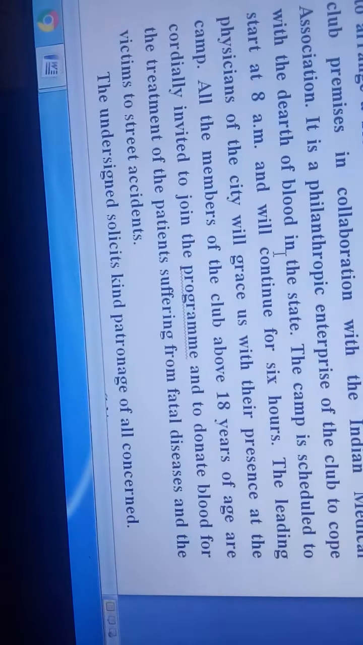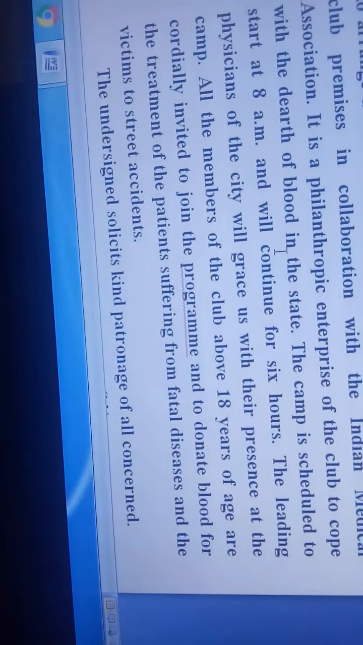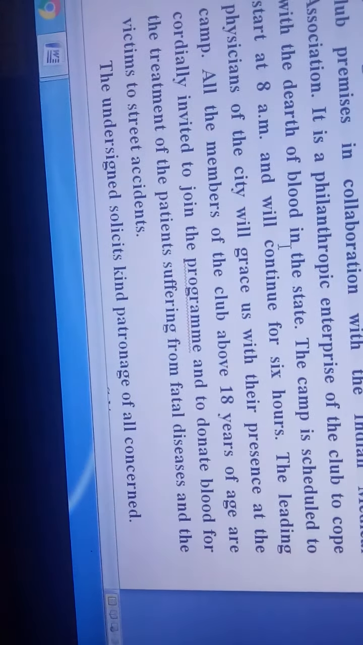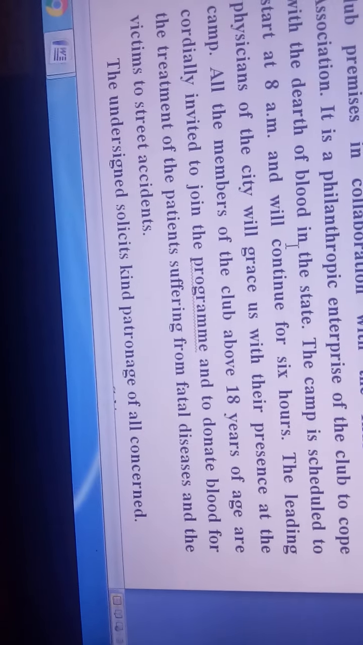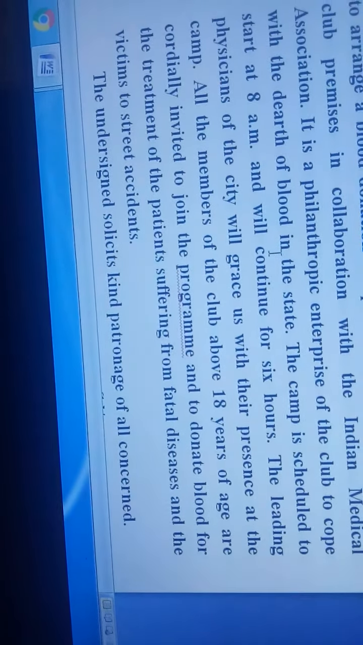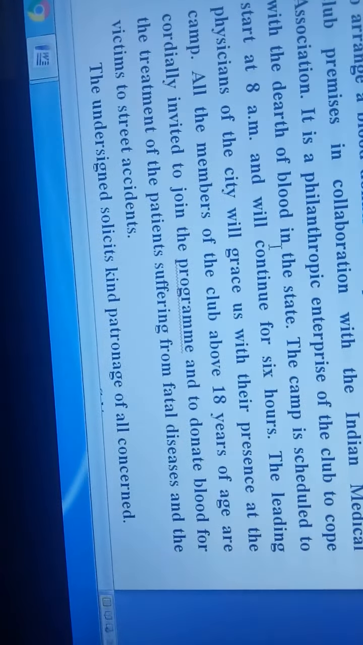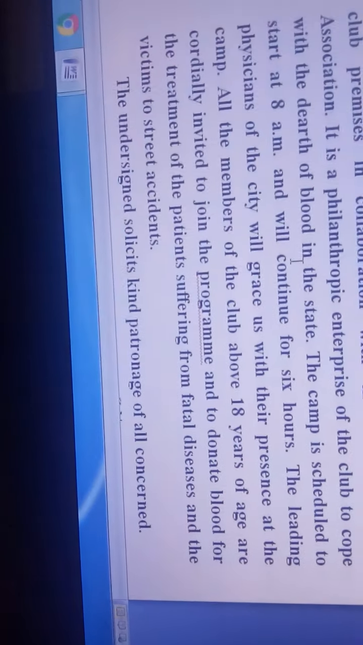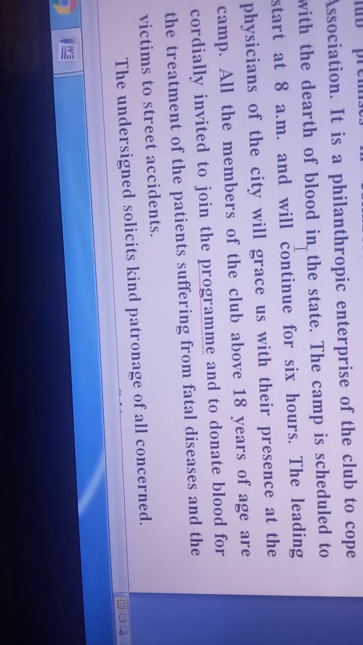All the members of the club above 18 years of age are cordially invited to join the programme and to donate blood for the treatment of the patients. Now you are going to mention the purpose of organizing this blood donation camp, and so you are writing here your purpose: and to donate blood for the treatment of the patients suffering from fatal diseases and the victims of street accidents. Patients suffering from fatal diseases often need blood supplement, and sometimes the accident victims also need blood. So you are going to arrange this blood donation camp for the benefit of such people who need it, and you have to mention this point too.